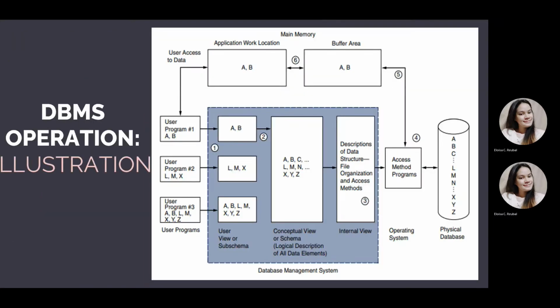And to illustrate the roles of these three views, let's look at the typical sequence of events that occurs in accessing data through a DBMS, or what we call the DBMS operation. This illustration from page 403 of the book shows an overview of a DBMS operation, but it can also be explained by the following steps or processes.